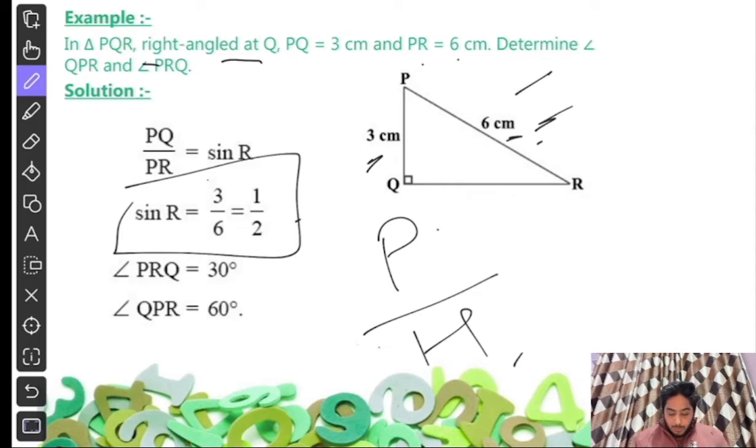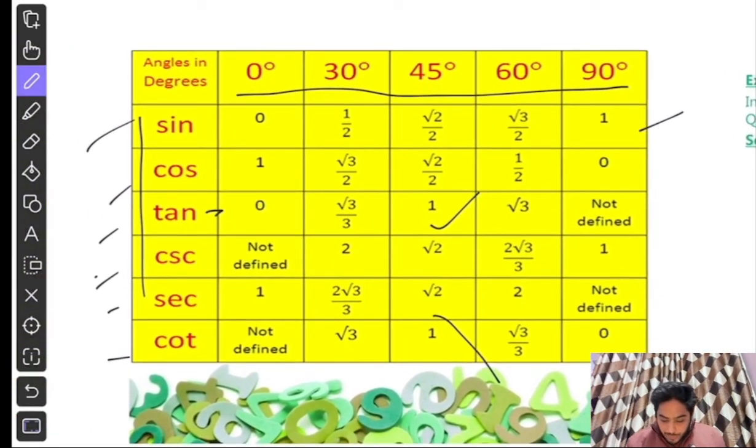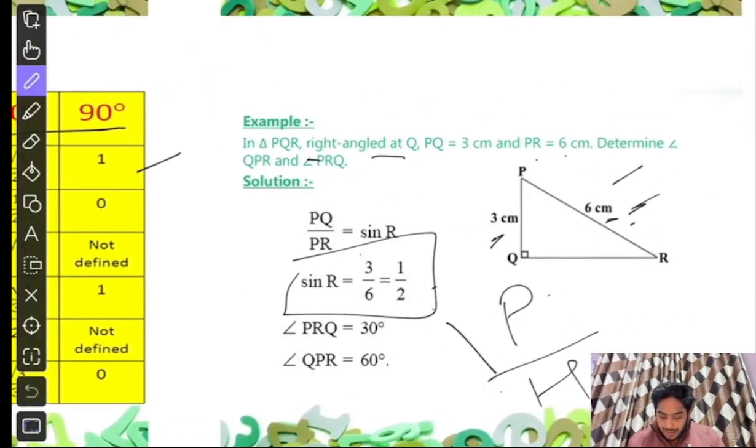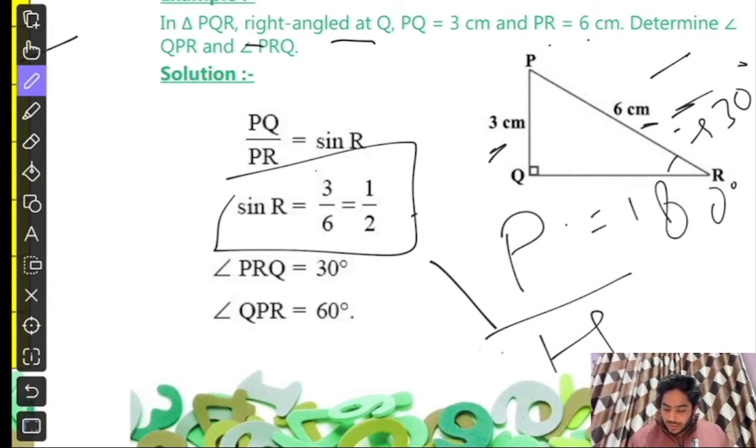Now from the previous slide, we have 1 by 2 as the sine value, and the 1 by 2 value is at 30 degree, so the value of this angle is 30 degree. Now we know that the sum of all angles of the triangle is 180 degree. So this angle is 30 degree, this angle is 90 degree, so we can say that this angle is 60 degree in the triangle.